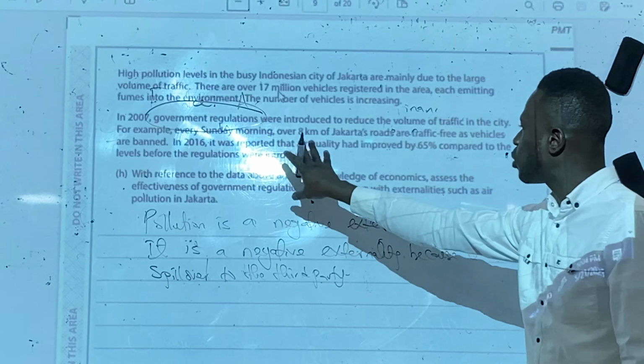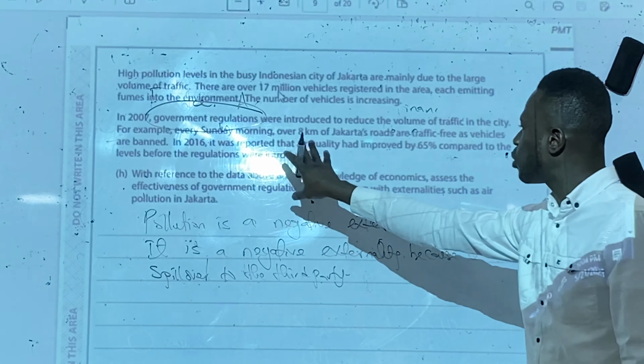After the regulation, with government regulation, it reduces pollution in Jakarta. Yes or no? Yes. As a result of that, the quality of air also improved. Do you get it? Yes. Talk about negative externalities and talk about spillover. These are three points. Do you get my point? What else do you want to talk about?